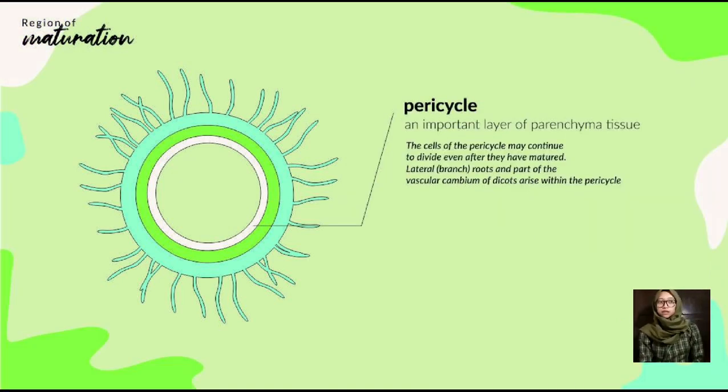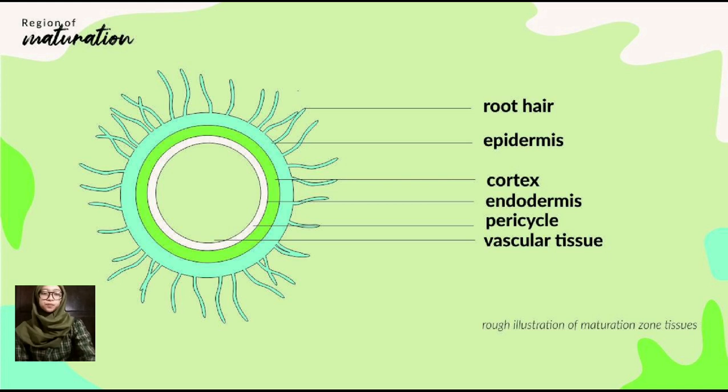Under the endodermis and also the cortex, we have pericycles. Pericycles is an important layer of parenchyma tissue. You know that before I've already stated that all the cells in regions of maturation will become mature and also differentiate into several types of cells. But the cells of the pericycles may continue to divide even after they have matured. So let's say the cells in pericycles are already mature, but they might continue to divide into something else. The lateral roots and part of vascular cambium of dicots arise within the pericycles.